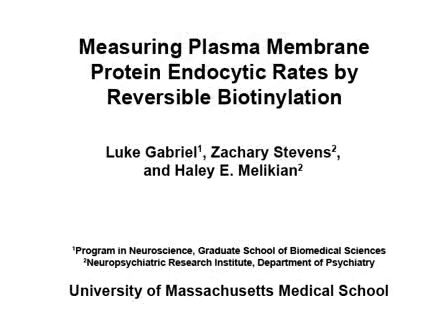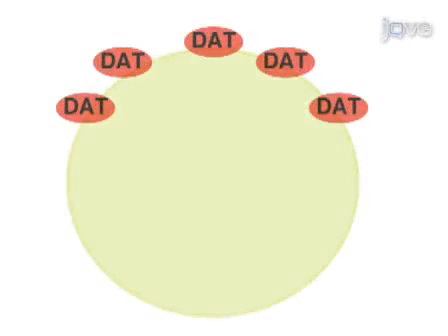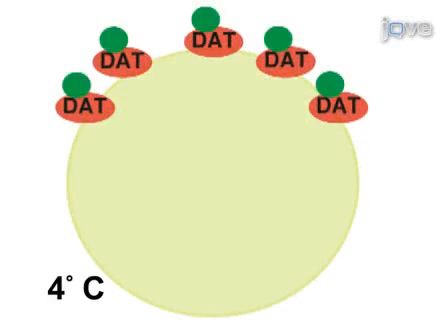This protocol provides a general method to measure the endocytic rate of most plasma membrane proteins by using reducible membrane impermeant biotinylation reagents. In this procedure, cell surface proteins that contain extracellular lysines are covalently labeled at 4 degrees Celsius with sulfo-NHS-SS biotin, shown here in green.